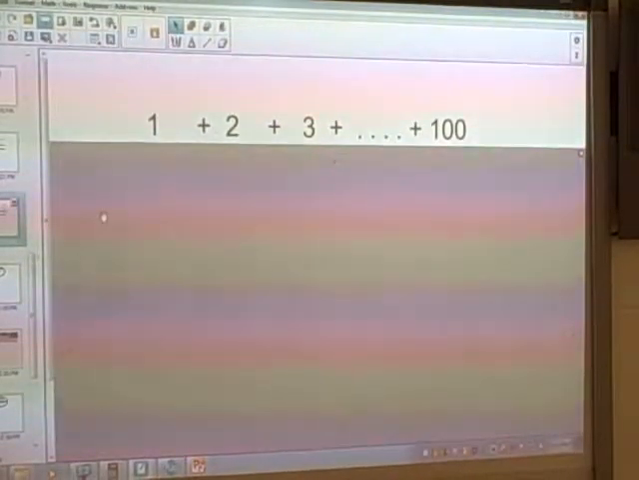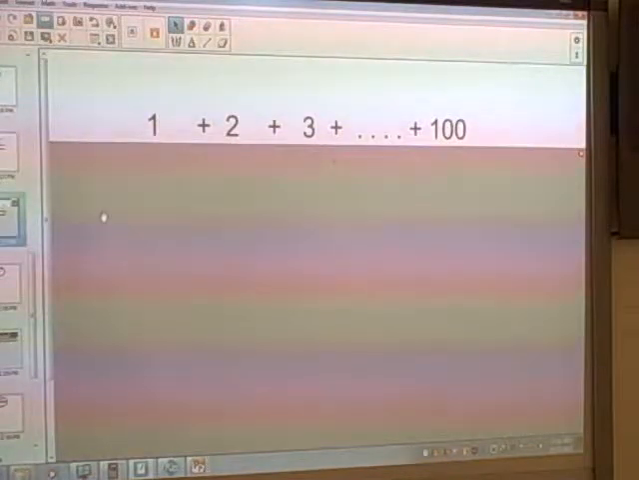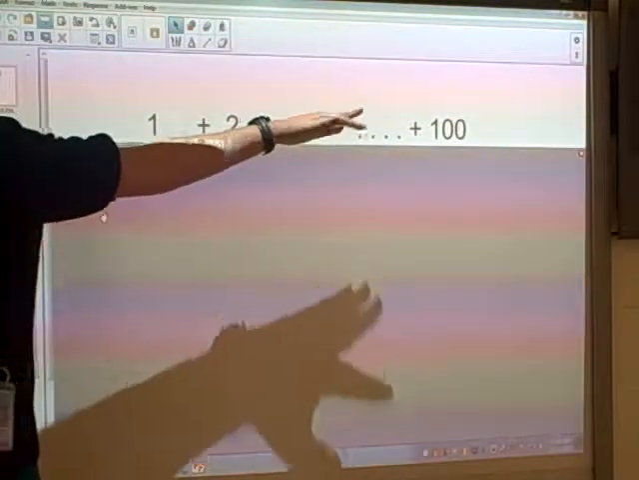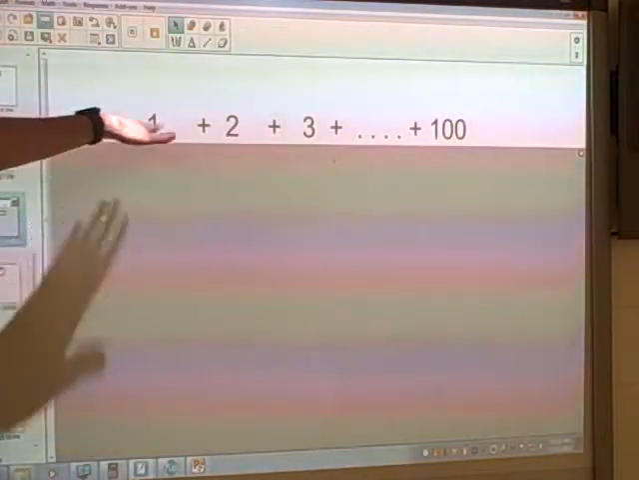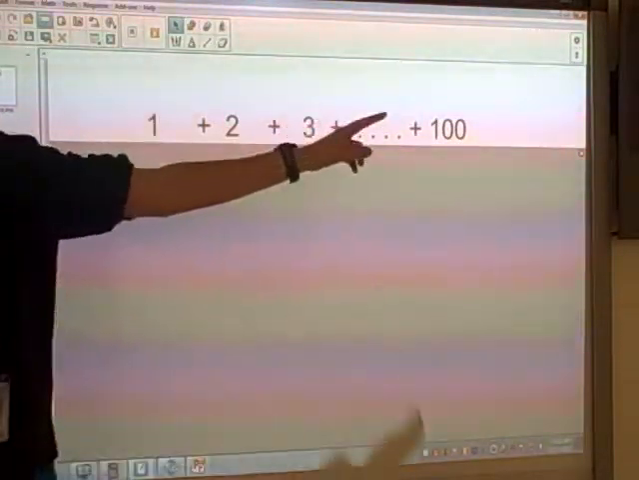So this is the second lesson from Chapter 8 on arithmetic sequences. And actually what I have on the board here is an arithmetic series. So a series is when you add together a sequence of numbers. Quite a simple sequence here. This is just our counting numbers. First term is 1, difference is 1.